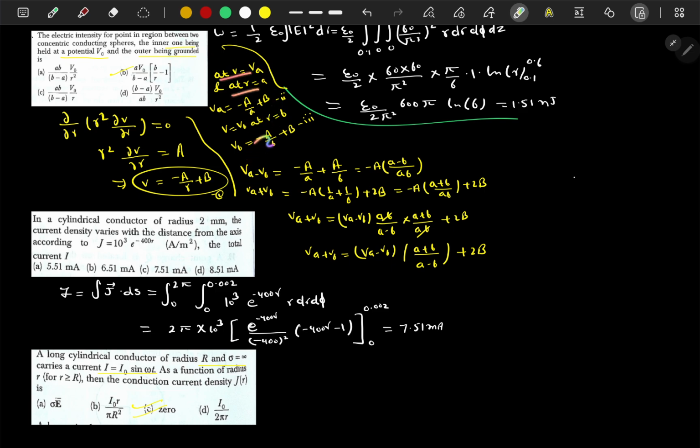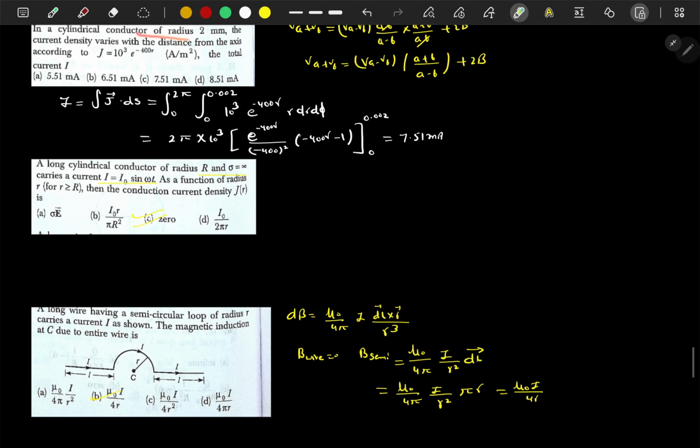Solve it for both points. And when you solve this equation, you are getting this 2 and A V0 by B minus A, B upon R minus 1.